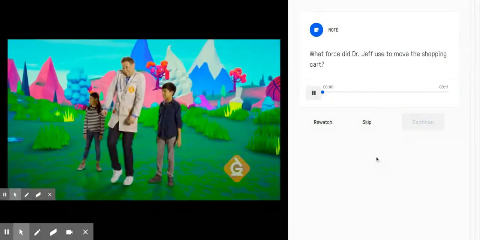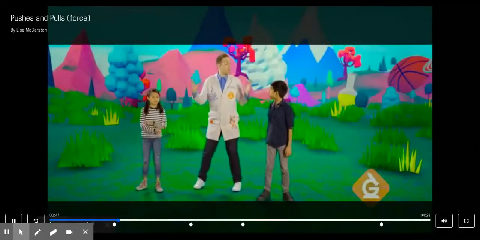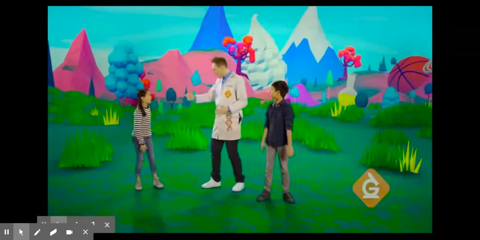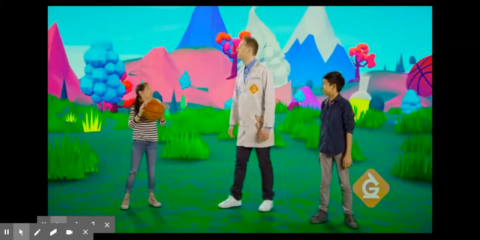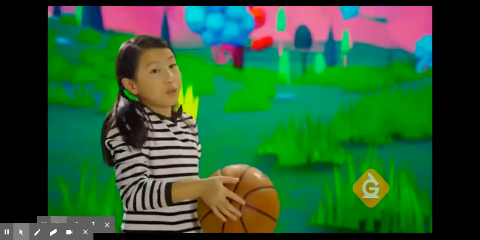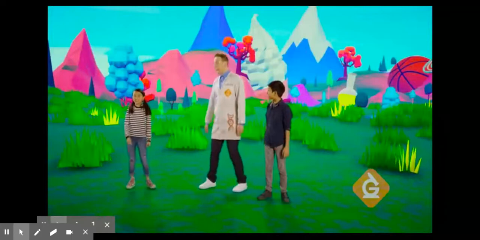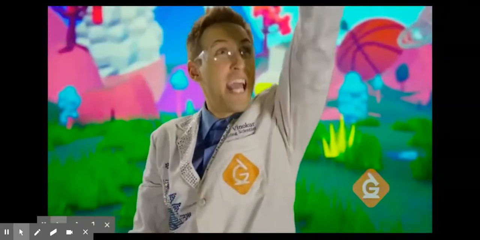What force did Dr. Jeff use to move the shopping cart? He used a push to move the shopping cart. Now, can either of you think of other examples of using force in our everyday life? Oh, I've got one. If I want to score the winning shot, I have to use force to push the basketball towards the hoop. Booyah! Nice shot, Olivia. You use force to push the basketball into the hoop.